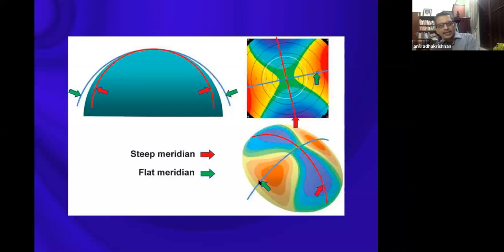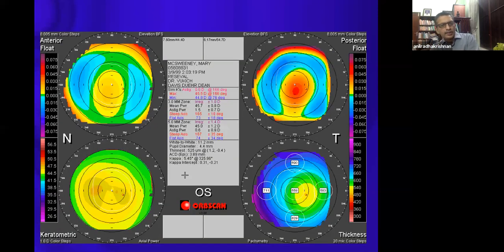While this meridian is the steeper meridian, okay? So based on the reference sphere or the best fit sphere, you can see points which are above it or below it. So this is the anterior float. Certain areas are above that particular curvature, while certain points are below it. This is the posterior float. In the posterior float also, if you look at the posterior curvature, there is a standard curvature, and some of the points are appearing really above that. That is why it is appearing so red like this.